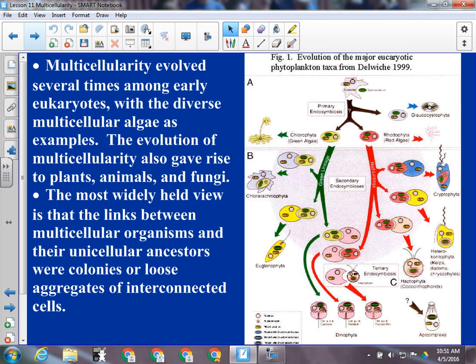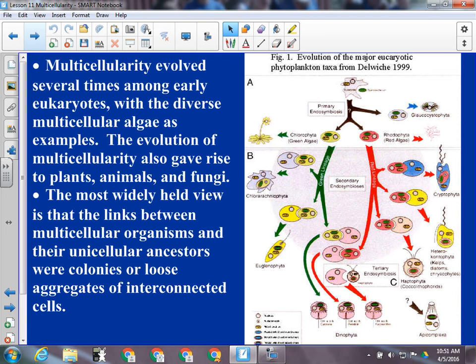Now, early on, multicellularity wasn't true multicellularity. There's a difference between being a colony of cells and being truly multicellular. If you're a colony of cells, all the cells are the same. Okay? Every cell in there is identical. You're basically just a bunch of single-celled organisms that live together, for mutual advantage.